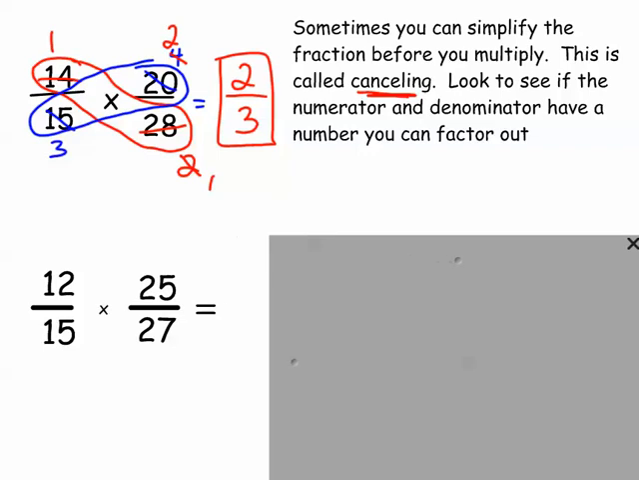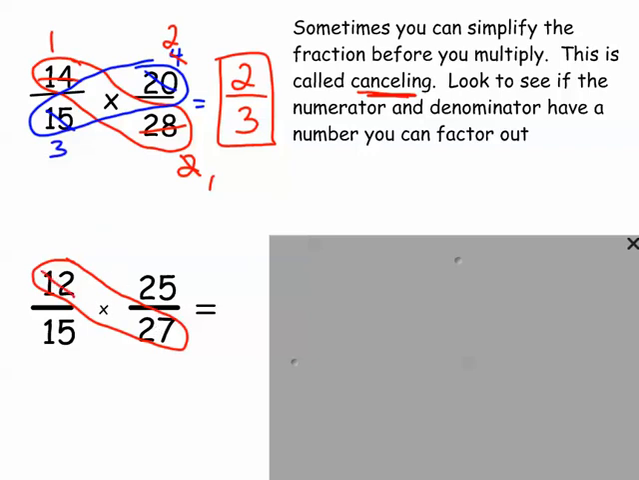So let's try this one together. So again, you can look at the numerator and denominator, or you can look at my diagonals, okay? I'm going to choose to look at the diagonals first. Okay, so I'm going to look here first. Do you see a common factor? Again, if you're not sure, you should be looking at your factor sheet. Okay? All right, so I see that they both have 3 in common.